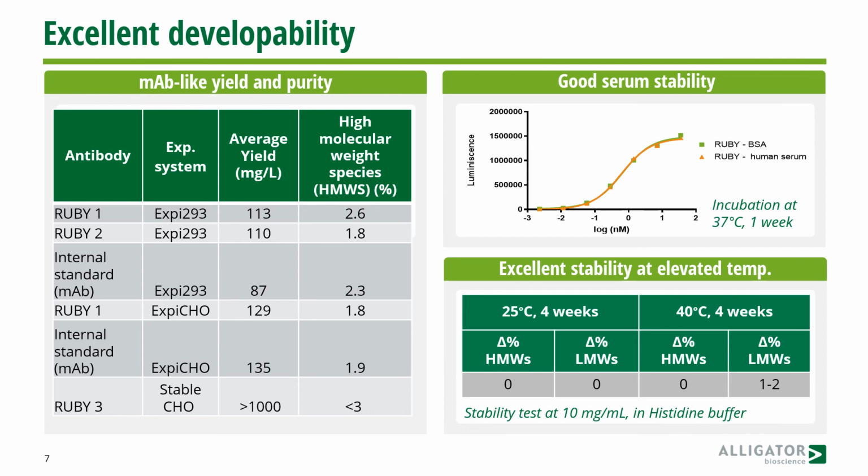We have generated stable Schwann cell lines where we have produced these molecules in titers above 1 gram per liter, and very low impurities after protein A purifications were obtained. These molecules can also show good serum stability and thermostability and can withstand elevated temperatures. Furthermore, these molecules show minimal degradation when subjected to various conditions such as freeze thawing, incubation at low pH, and shear stress.